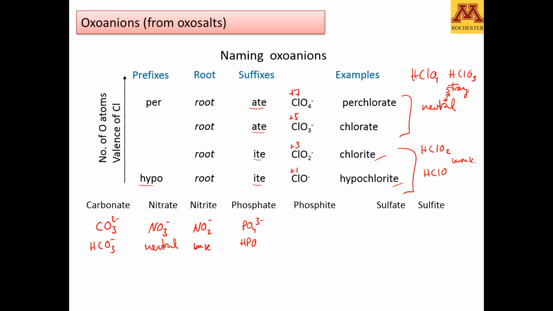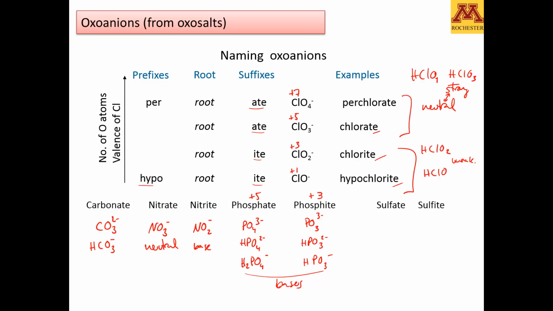Phosphate, hydrogen phosphate, dihydrogen phosphate, okay? They are all bases. And phosphite. Notice that the oxidation state of phosphorus in phosphate is +5 and in phosphite is +3. This is why they have the different terminations, ITE or ATE. The same applies for phosphite, hydrogen phosphite, and dihydrogen phosphite. All of these are bases.